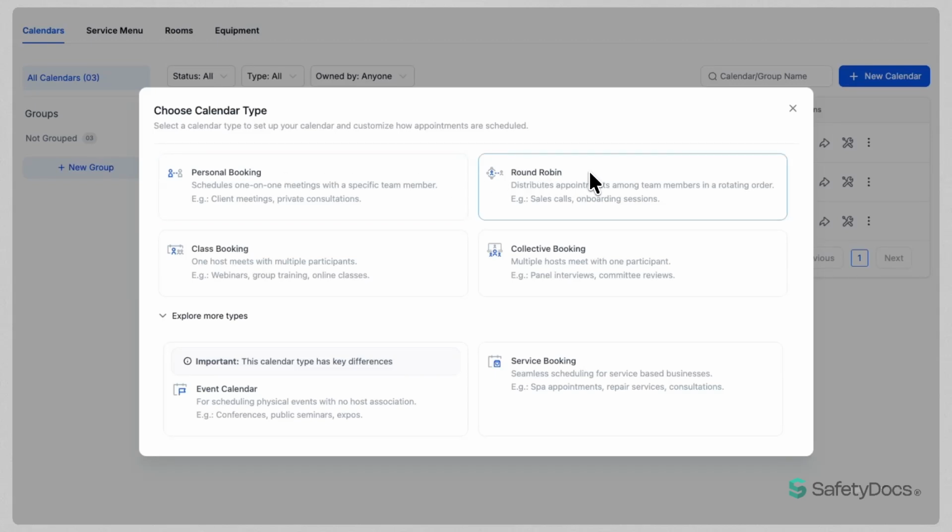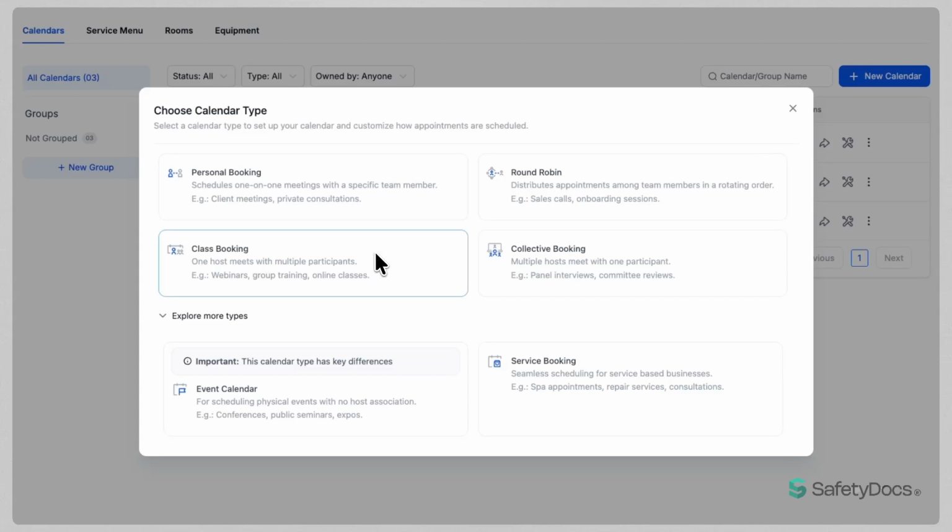Next is round robin. This is one guest with a rotating team member. This can be used to evenly distribute bookings across a team. For example, sales teams, intake calls, support callbacks, and onboarding calls.